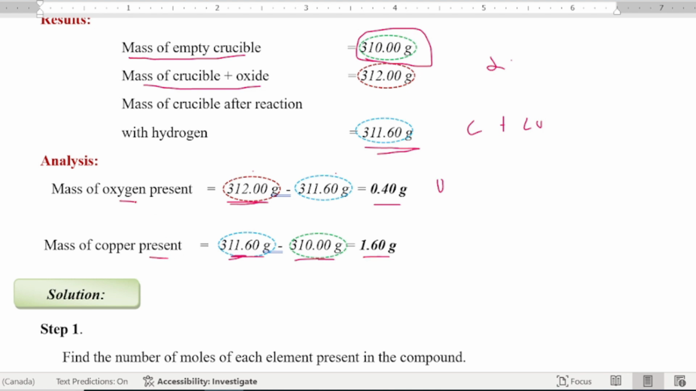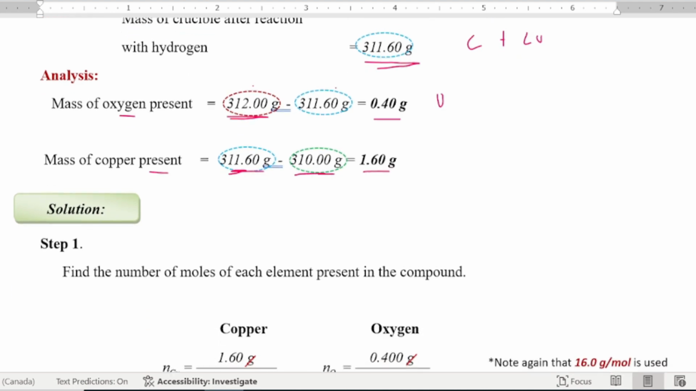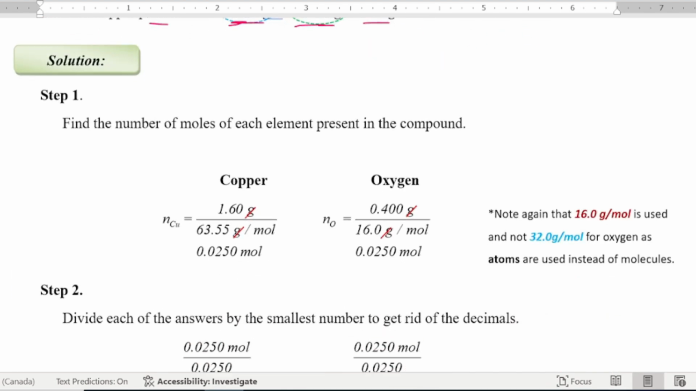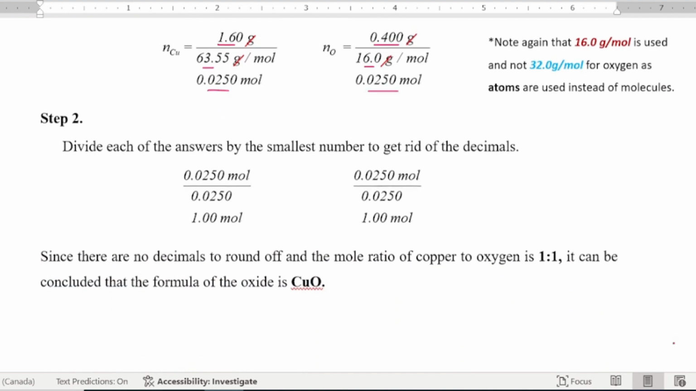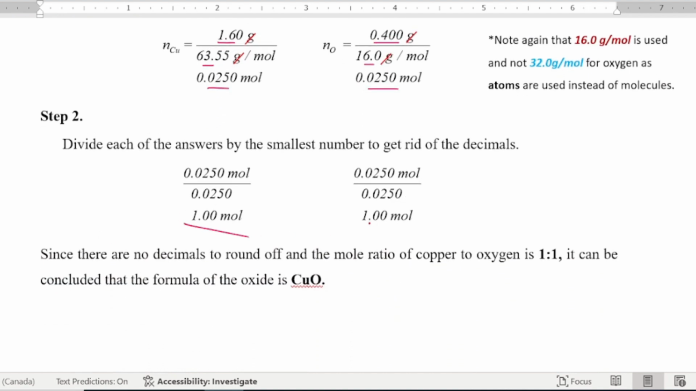Now that you know the masses of each, you go ahead and find the number of moles of each atom present inside here by dividing the mass of each element in the oxide by the respective molar mass of each element. You can see that is a nice value there. Divide again, and end up with 1. Change all these decimals to whole numbers, and this is your formula there.